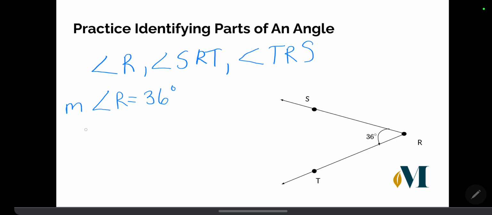And what are our sides of the angle? Our sides are the ray RS, and what's the other side? Ray RT. So if the measurement is 36 degrees, is it a right angle, acute angle, or obtuse angle? Indeed, it is an acute angle.